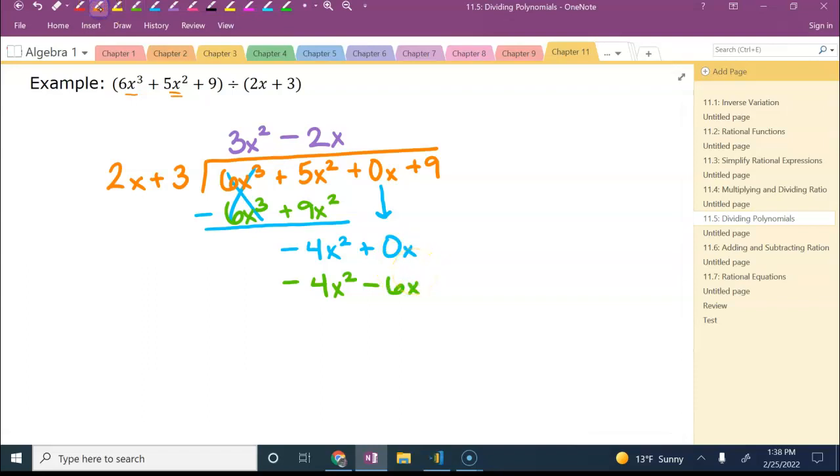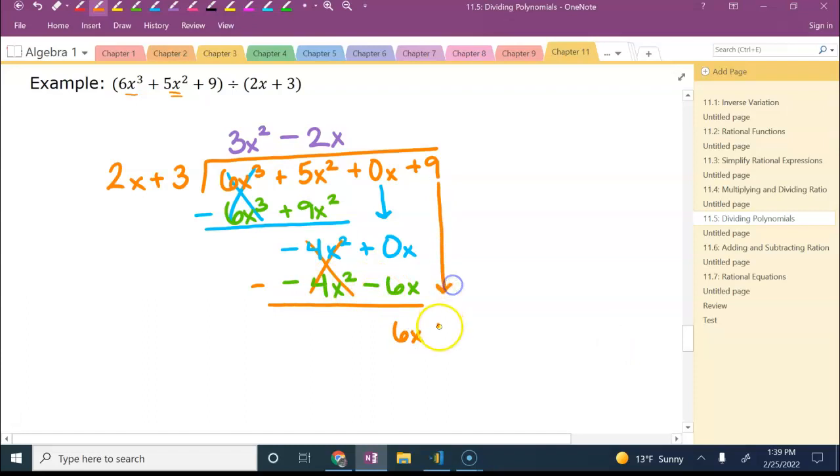Okay, now we're going to subtract. So you have 0 minus a negative 6. You're going to end up adding that and get a positive 6 here. And then you bring down the last term, which is that 9. 2x to get to 6x, you have to multiply by 3. So you get 6x. And then 3 times 3 is 9. So again, if you look, it's the same terms twice. So you're actually not going to have a remainder for this one. And so up here is your answer.